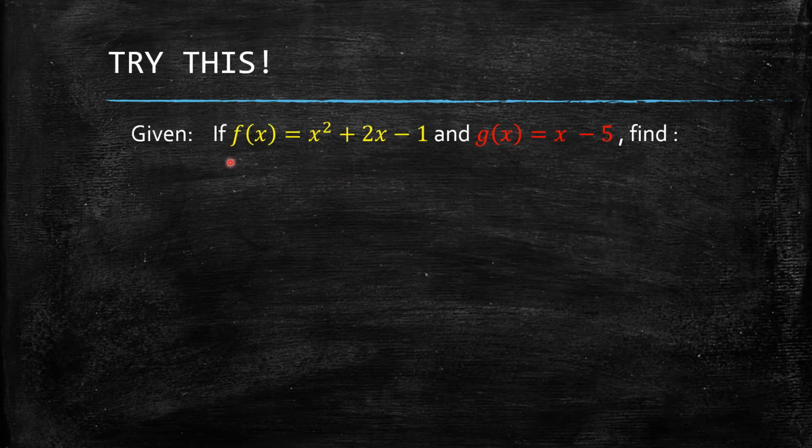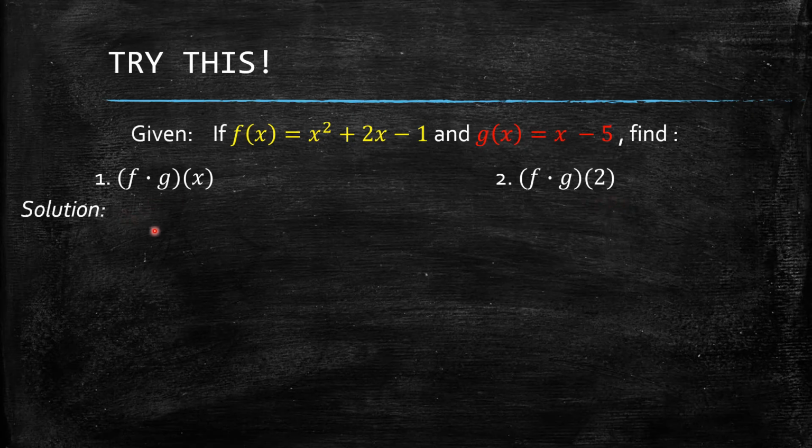Now let us try this given. If f of x is equal to x squared plus 2x minus 1 and g of x is equal to x minus 5, find number 1, f times g of x, and number 2, f times g of positive 2. So let's start with number 1.